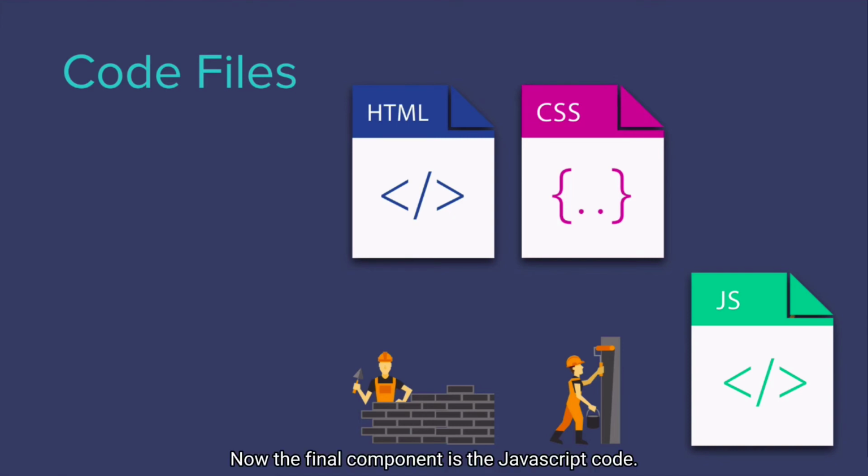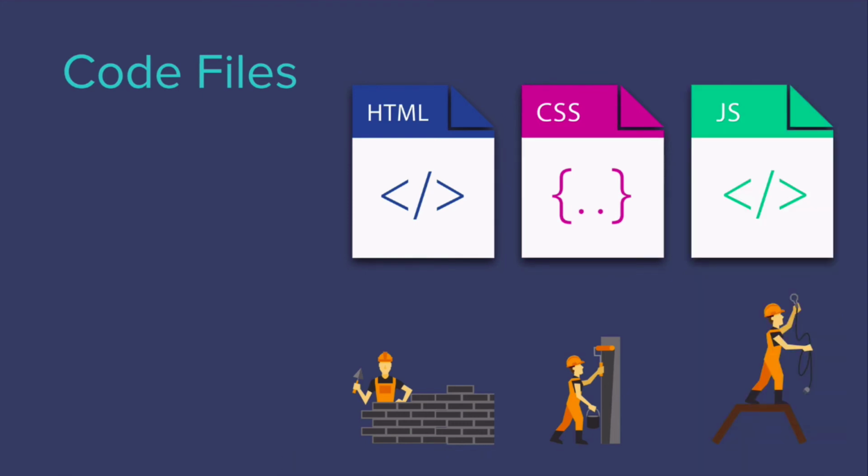Now, the final component is the JavaScript code, and this is the code that allows your website to actually do things or have behavior. And if you are building a house, you will have the electrician come in, who would be able to connect the wires so that your light bulbs actually switch on, or somebody who comes in and does the plumbing so that the toilet can actually flush. And the JavaScript code does exactly that. It allows your website to actually do things and have behavior.